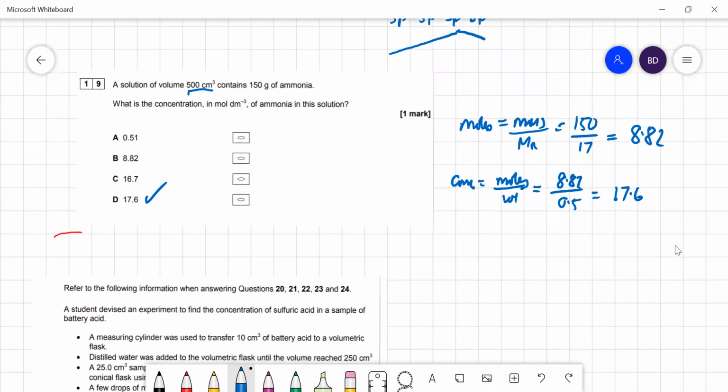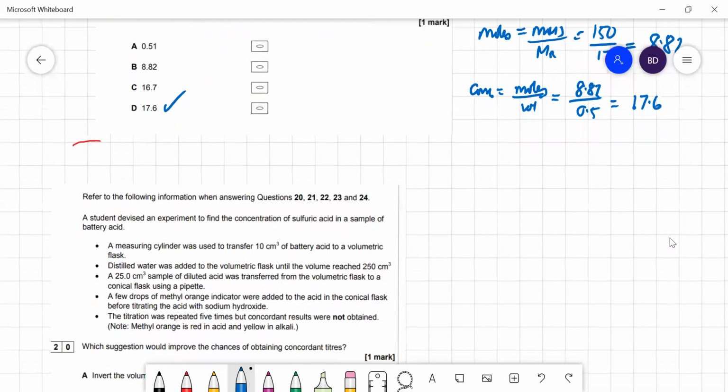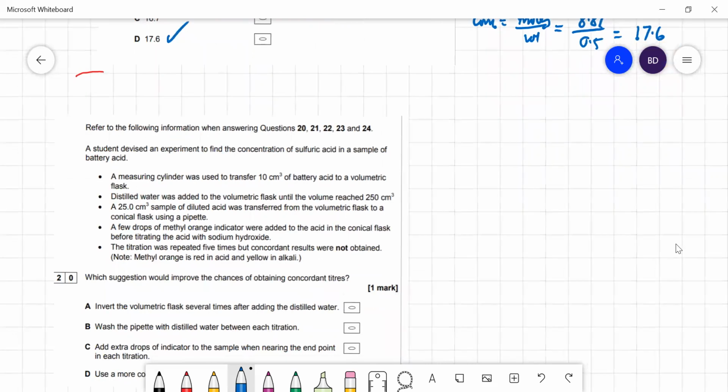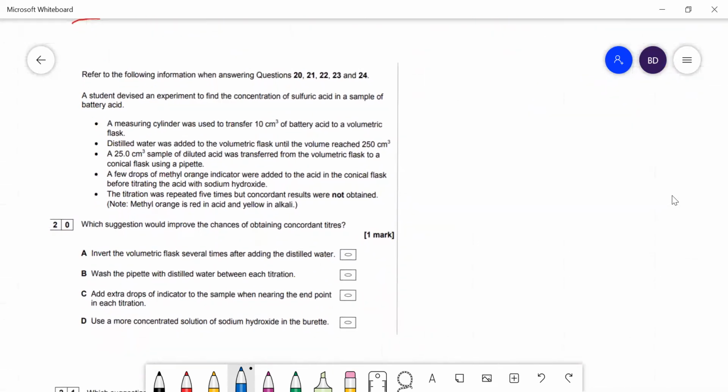So that's why. Right, now this is about titration. There's a few questions here, 20 to 24 on a titration technique, okay? So there's going to be some mistakes in this. A student devised an experiment to find the concentration of sulfuric acid in a sample of battery acid. So use a measuring cylinder to transfer 10 centimeters cubed of battery acid. That's a mistake. Should use a pipette really there, shouldn't they? Distilled water is added to the volumetric flask until it reached 250. Now, if you read later on, I think you need to invert, and that's quite a mistake he's made here.